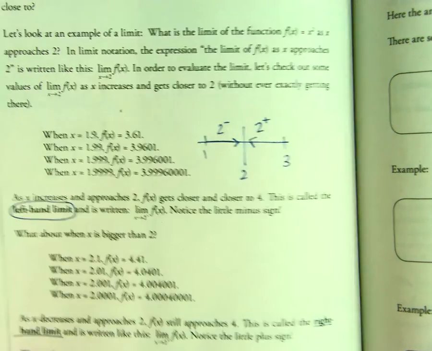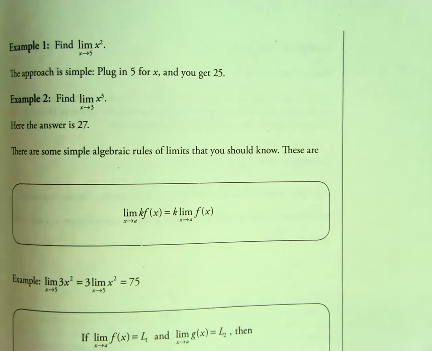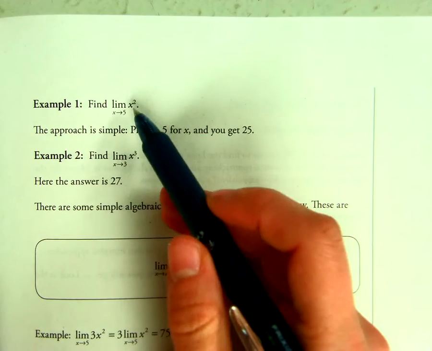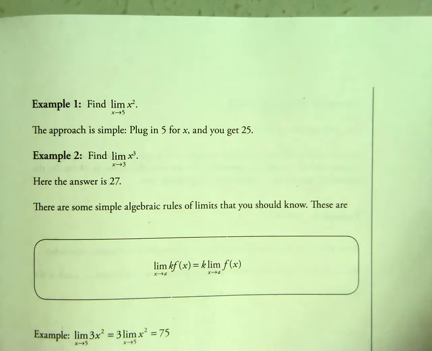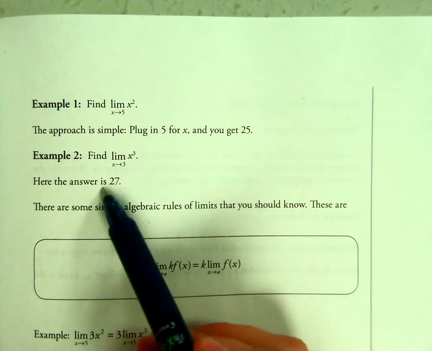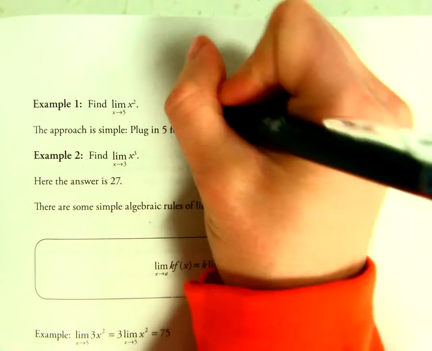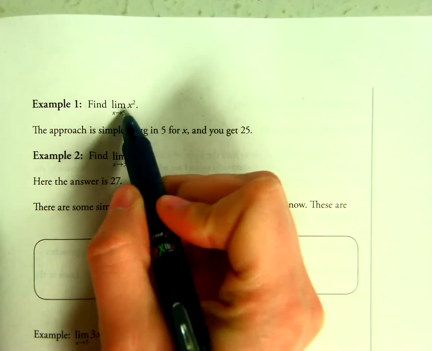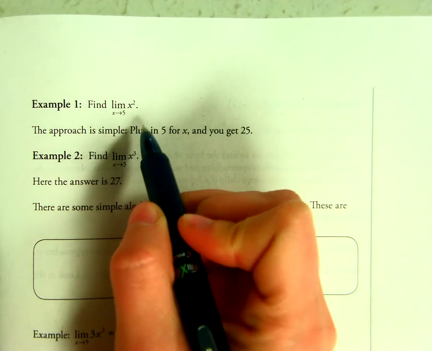So we're going to look at a couple examples. If we find the limit as x approaches 2, the simple approach is to just plug it in. We know that the function's continuous, and same for here. The answer is just 27. You're just going to take whatever this value is right here, the 5, and plug it in for the function.